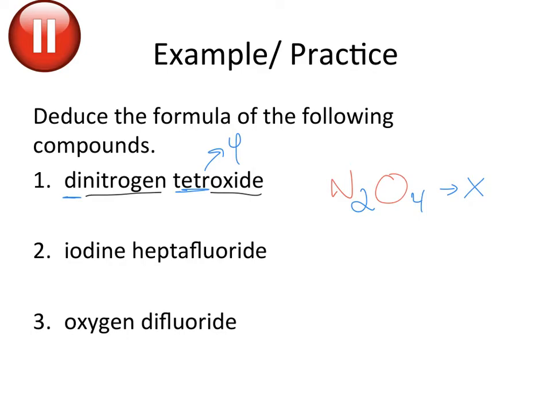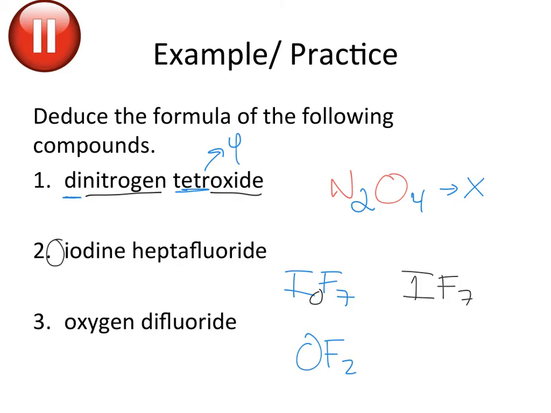So go ahead, try the last 2, iodine heptafluoride and oxygen difluoride. Pause the video and come back. We'll have the answers for you. Welcome back. So in this case, iodine heptafluoride, that's iodine. Because there's no prefix on here, that means it's for sure mono. So that means our subscript is going to be 1. We don't write the 1, so it's just I F. And again, we have 7 fluorine, so IF7.